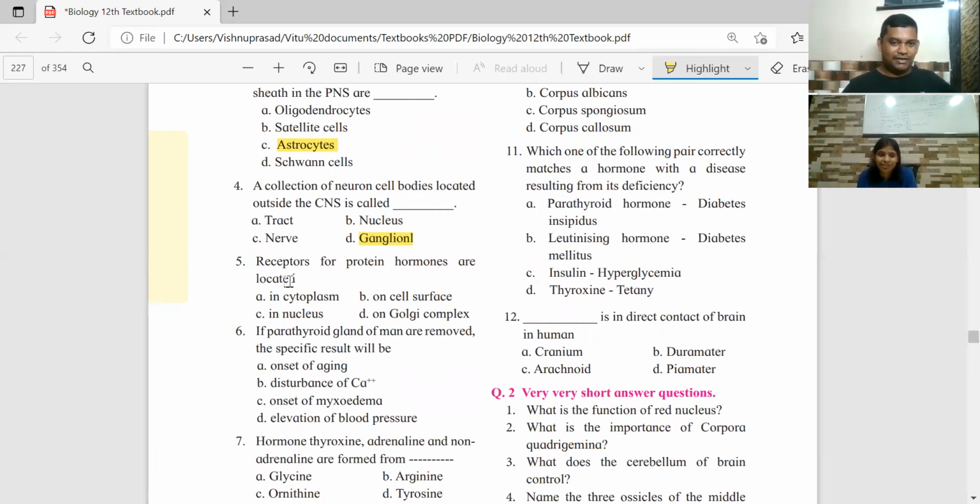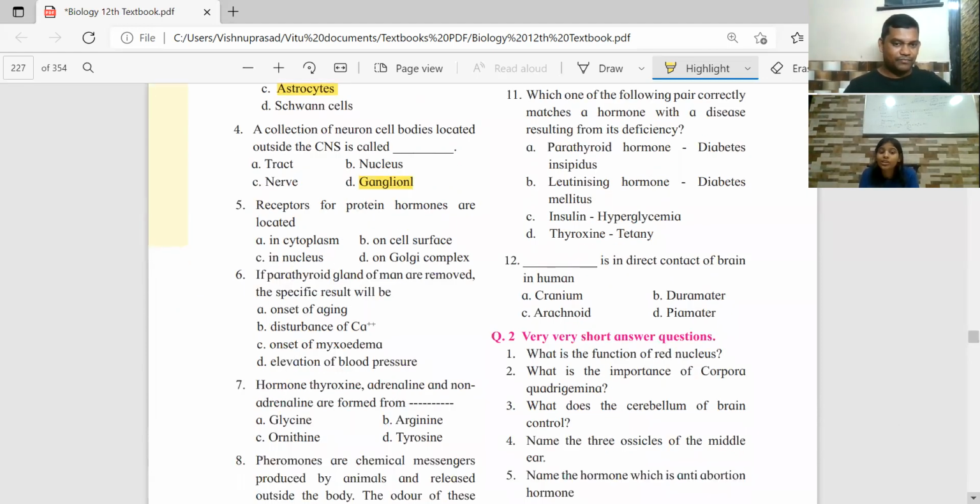Okay. Receptors for protein hormones are located... Protein hormones? Proteins were on the surface. Yes. Not cell surface. Surface. That's right. Good. Yes, correct.